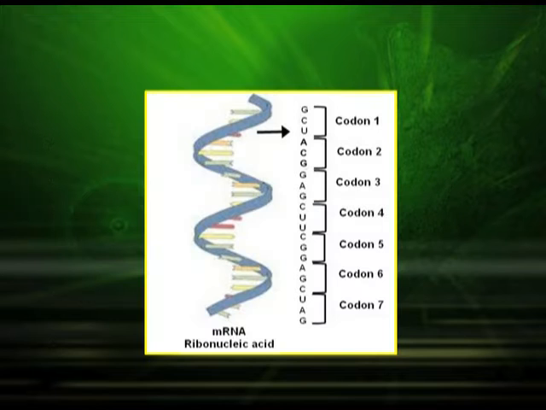Let's have a look into the mRNA. So you can see here the RNA, single stranded, with codon 1, 2, 3, 4, 5. This represents triplet codons.